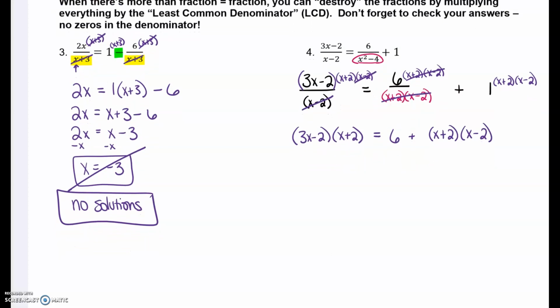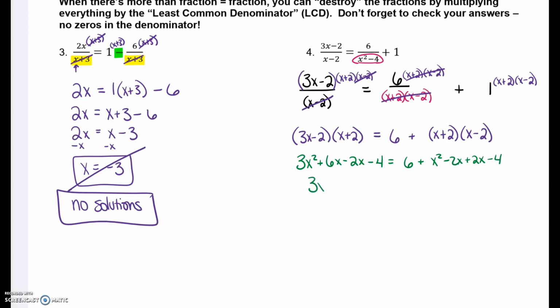Okay, now we need to double distribute, simplify, combine like terms, all that good stuff. So here we've got 3x squared plus 6x minus 2x minus 4. x squared minus 2x plus 2x minus 4.